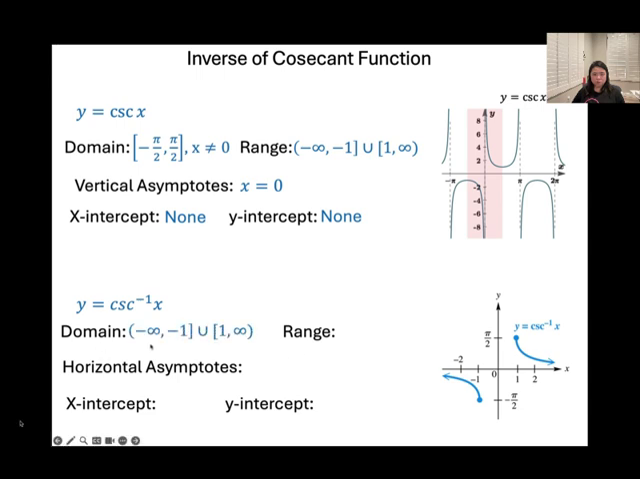Okay, how about this one? The domain is the same idea as the range, and the range is the same idea as the domain. Only change the vertical asymptote to a horizontal asymptote, y equal to 0. Okay, horizontal asymptote, y equal to 0 here. X-intercept and y-intercept, both of them are none.